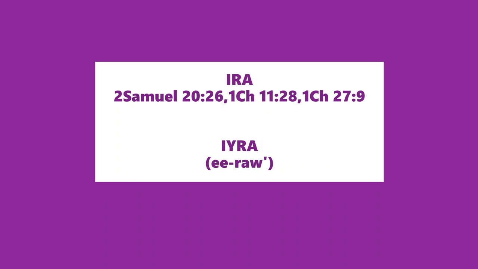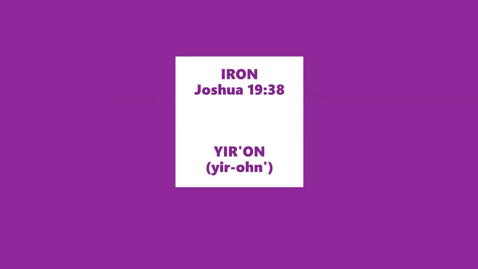Next is Ira. That means three in Bako language, the number three. You find it in scriptures, 2 Samuel 20:26, and so on. Then we have Iran. That's five, the number five, in Bako language. Joshua 19:38.